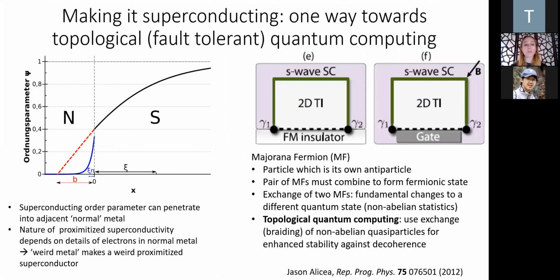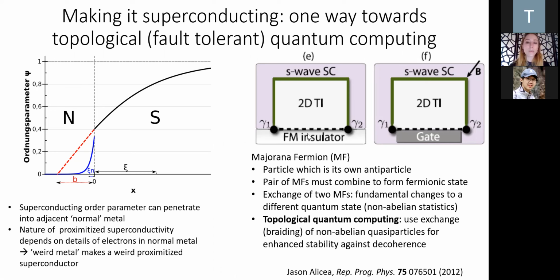This is called the proximity effect. And the nature of the proximity effect depends on what is happening in the normal metal. So if you have a superconductor interfaced with a typical ordinary metal, then whatever proximity effect you have will usually be relatively conventional. But if you stick your superconductor onto a weird metal, like the surface state of a topological insulator, then you can get a weird proximatized superconductor. This weird proximatized superconductor can then be used to produce Majorana fermions.